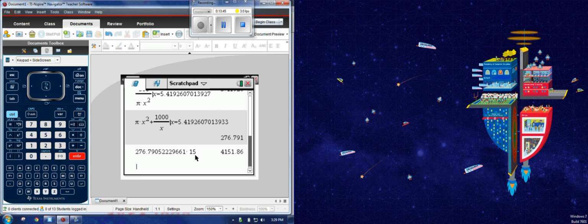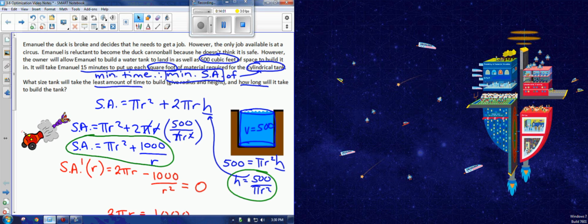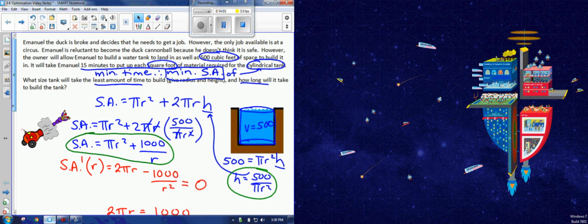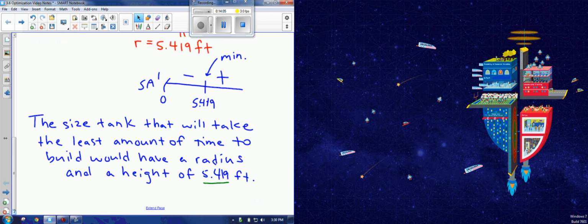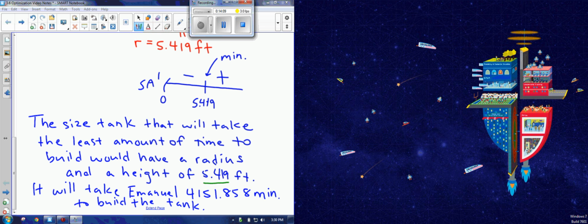However, that is only 2 decimal places. So just make sure that you have 3 decimal places. You can go up and highlight your answer, press enter, and now you can see 3 decimal places. So it's actually going to be 4151.858 minutes. So that is going to be my final thing. Okay, so the very final statement would be, it will take a manual 4,151.858 minutes to build the tank.